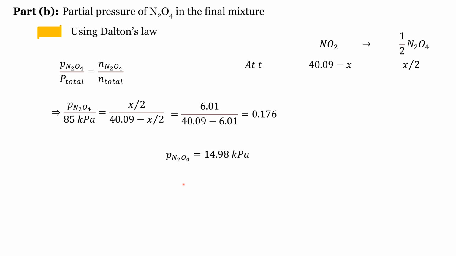0.176. Now we can find the partial pressure of N2O4. Simply multiply this 0.176 with 85 kilopascal and we will get 14.98 kilopascal.